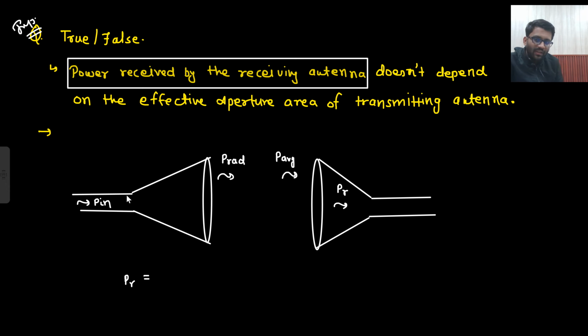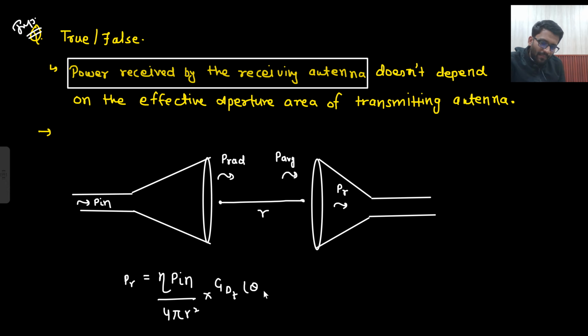So what would that be? That would be equal to eta into P in. This eta into P in is P radiated. Now what will be P average? That would be P radiated divided by 4 pi r square, if I say this distance is r, into the directive gain of the transmitting antenna. Now P average I have found out. This is your P average.